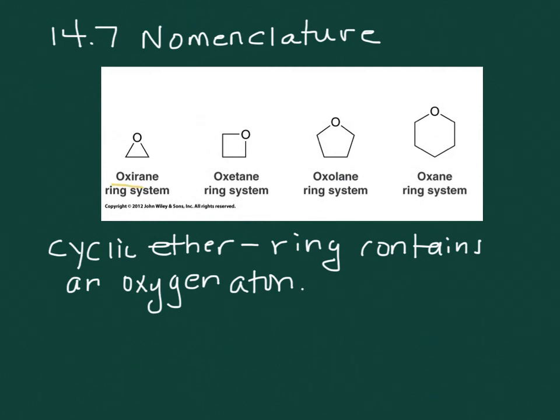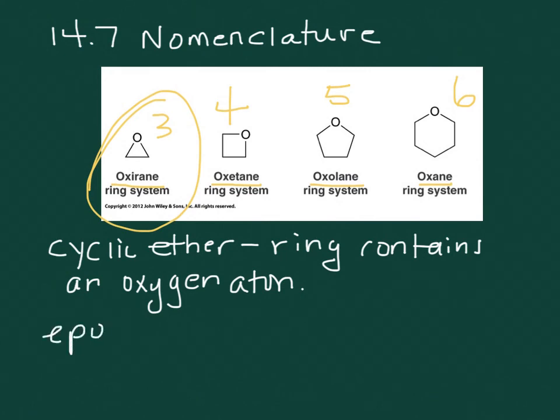So we have oxiranes, which have a 3-membered ring. We have an oxetane, which is a 4-membered ring. An oxolane, which is a 5-membered ring. And an oxane, which is a 6-membered ring. For now, we're going to focus our discussion on oxiranes. Oxiranes are also known as epoxides.